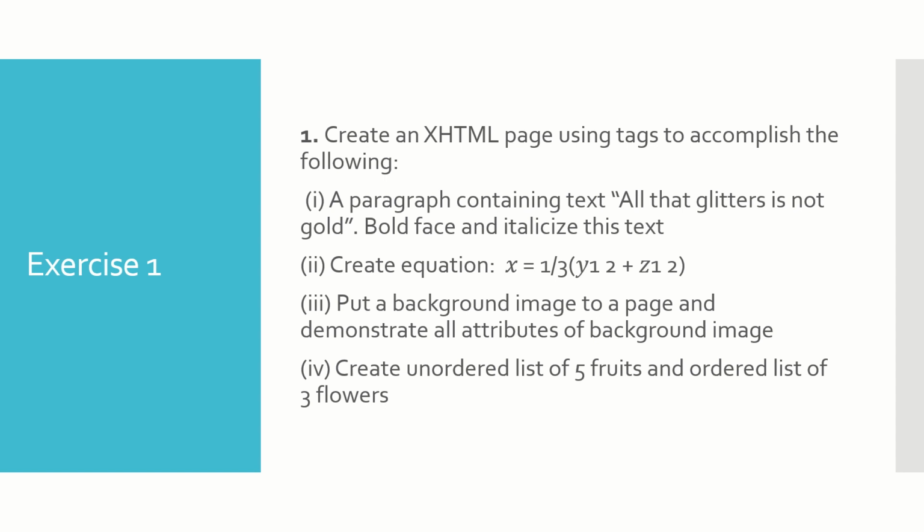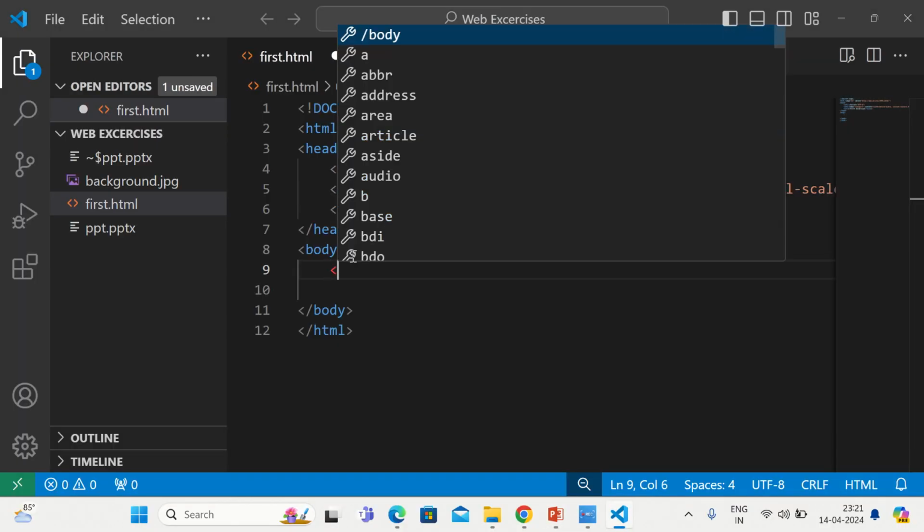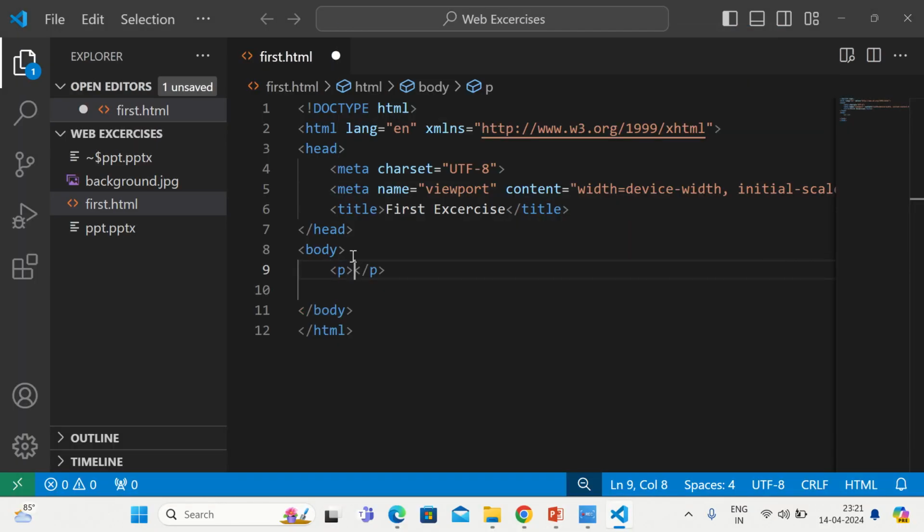The first thing that we need to do is write a paragraph containing this particular text and make it bold as well as italicize it. So let's do that. Let us write a paragraph. To write a paragraph, we need to use the p tag, the paragraph tag. The text here is all that glitters is not gold. Okay, fine, so we have written a paragraph.